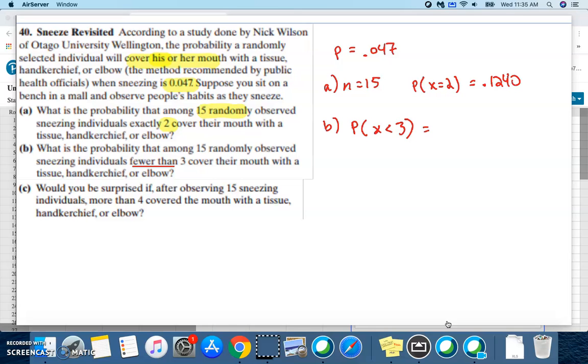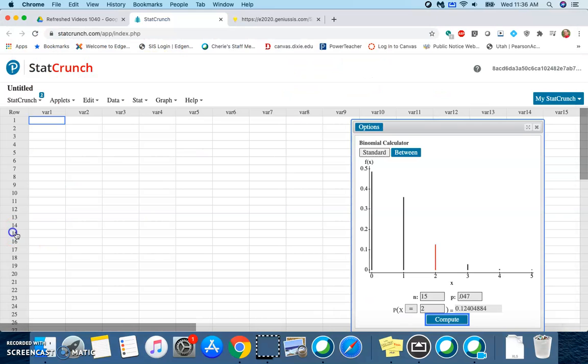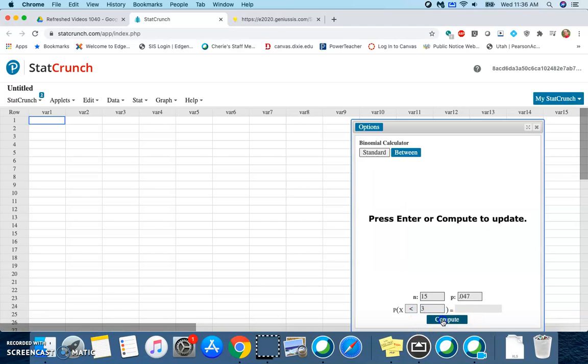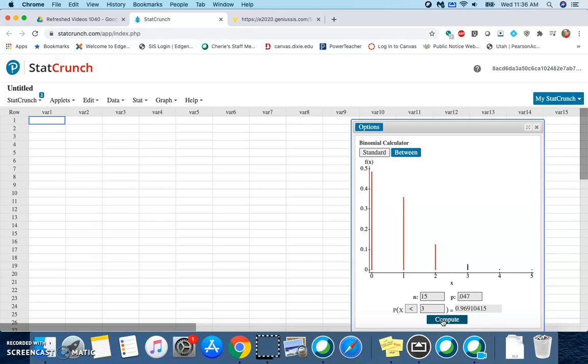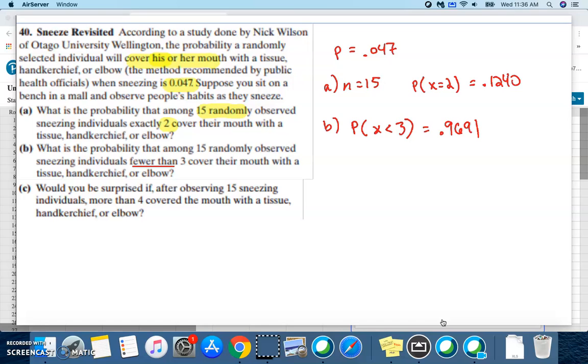Okay. So I'm going to come back over into StatCrunch. Same N, same P, but now we're less than 3. Okay. So that's going to be 0.9691. Okay. So that's the probability that fewer than 3 will cover their nose.